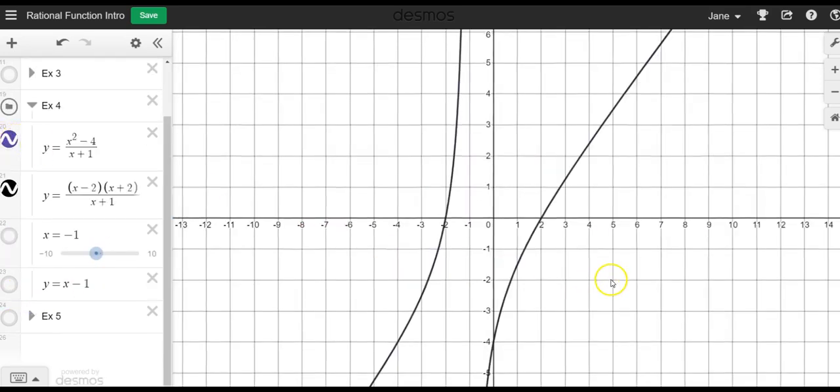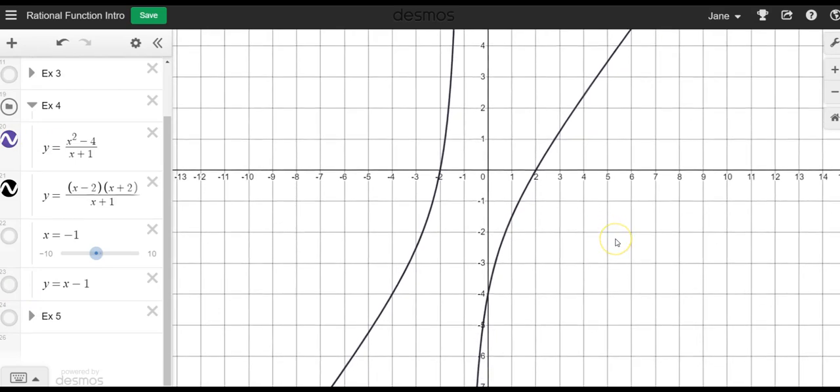Let's look at example 4. Example 4 is different than what we've seen before. I want to show you where the asymptotes are. So let's look at the equation first. We have x squared minus 4 over x plus 1. This is the first one we've seen where the numerator has a higher degree than the denominator. In factored form, this would be x minus 2 times x plus 2. You can see the 2 zeros of the numerator, where we have our x-intercepts, and then the 0 of the denominator, which is x plus 1, where we have the vertical asymptote.